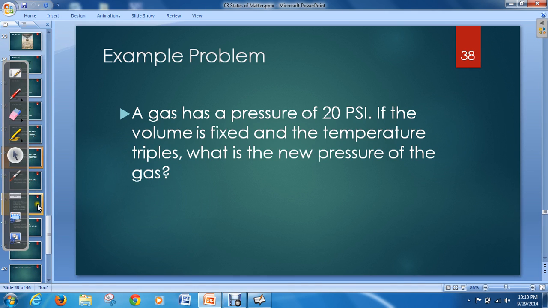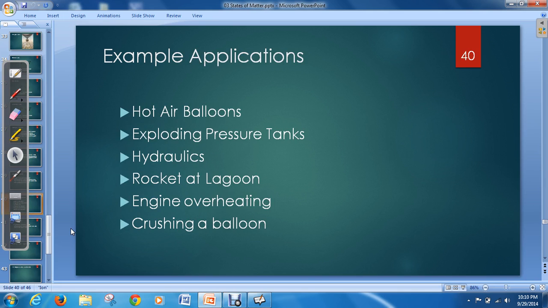All right. Let's just go through some applications of the gas laws. If you think about hot air balloons, as you heat up the air, the volume expands. The volume increases as the temperature increases. That's Charles' law.